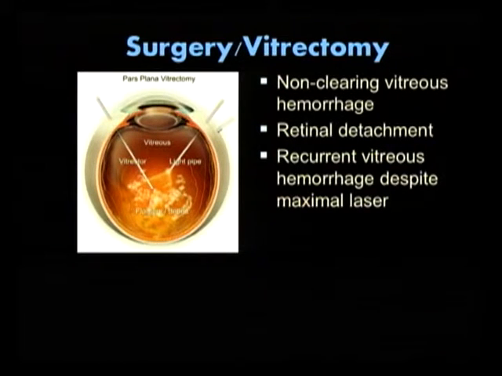surgery, or vitrectomy. As you can see in this photograph, the white debris is chronic blood or scar tissue in the eye, and that cannot be corrected by laser. So removal of the gel is a vitrectomy. It is employed in several situations, such as non-clearing vitreous hemorrhage, retinal detachment, and recurrent vitreous hemorrhage despite maximal laser.